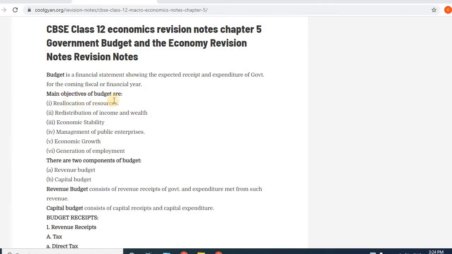reallocation of resources, redistribution of income and wealth, economic stability, management of public enterprises, economic growth, generation of employment. There are two components of budget: revenue budget and capital budget.